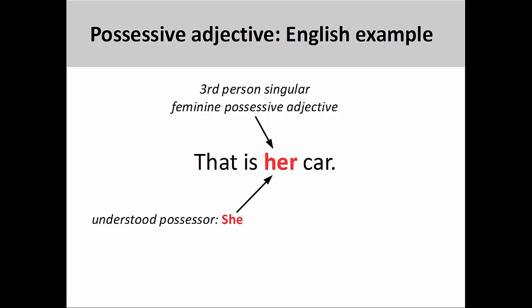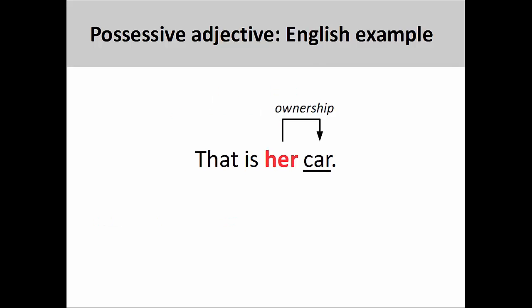For example, in the sentence you see on the screen, her is a third-person singular feminine possessive adjective that agrees with an understood person owning the car. She, a third-person singular personal pronoun. Another important point is that the possessive adjectives must be placed before the thing that is being possessed. In this sentence, her comes before car, indicating ownership of the vehicle.